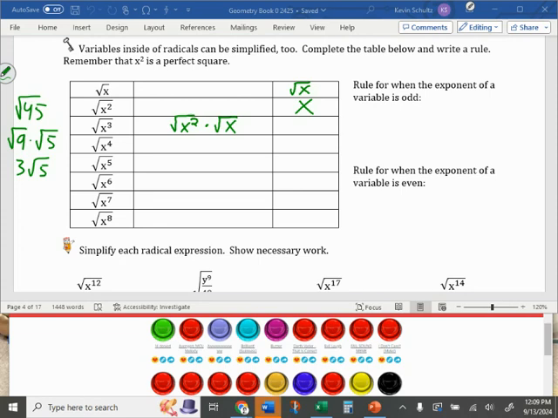X squared times x is not x squared still. Okay? We have 2 x's, we multiply by a third, that gives us x cubed. We're doing the same thing we did with the numbers, only now it's with variables. What times what is 45? One of them being a perfect square. That's where root 9 came from, and then times 5. What times what is x cubed? One of them being a perfect square. That's where the root x squared comes from, and then times x.